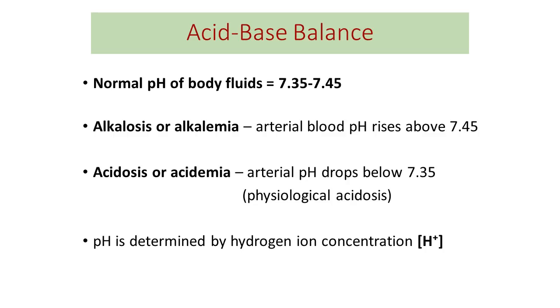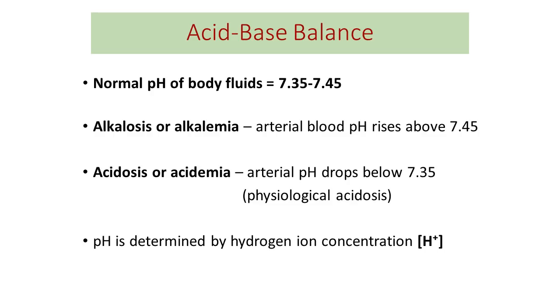On the other hand, if arterial blood pH is below 7.35, this is known as acidosis or acidemia. So even though 7.35 is above neutral, remember in body fluids the normal pH is 7.35 to 7.45. So if you drop below 7.35, you're becoming more acidic. So this is known as acidosis or acidemia if your pH is below 7.35.